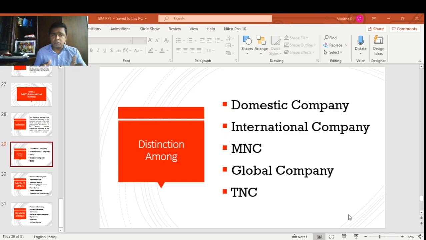Global company has to be more than that: your company has to be in more than 100 countries. You're so popular, and your investments and transactions are very large. It will be in the tens of billions, a more than $10 billion company. Then you have TNC, which is sort of a global company.